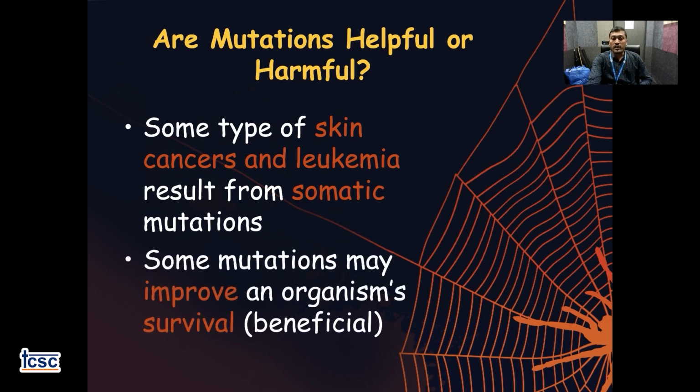Some mutations may improve an organism's survival. For example, mutations which are beneficial for us. Let's assume that a particular individual is already suffering from a mutation, and due to another mutation in the same place, that existing mutation is recovered, and now you can say that kind of mutation is beneficial for us.